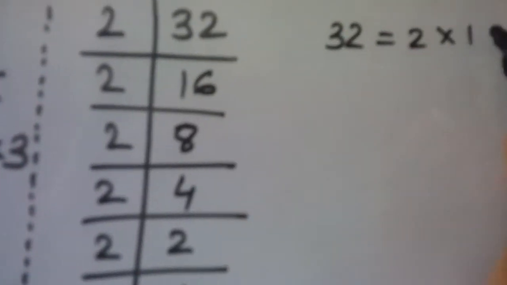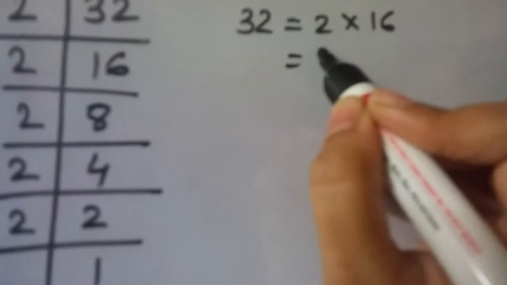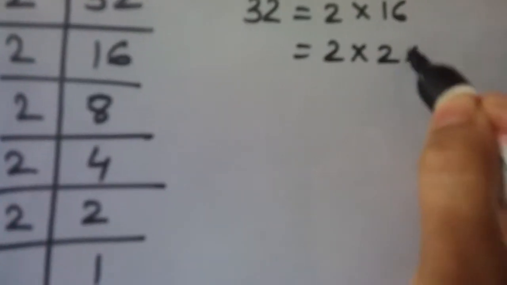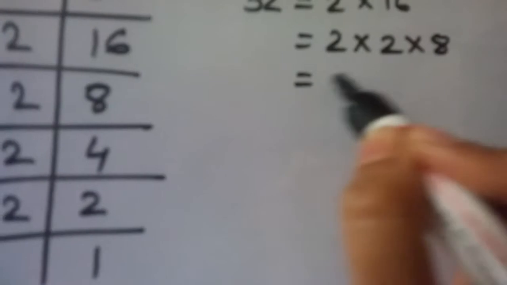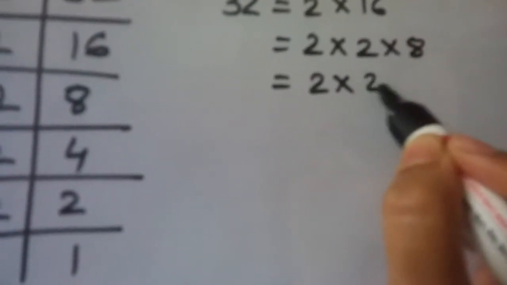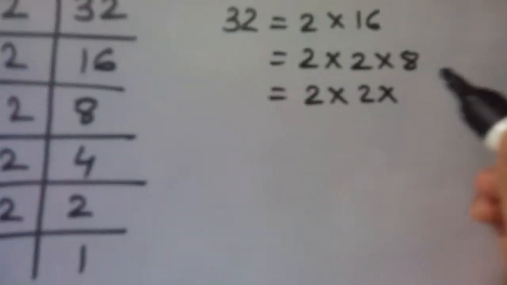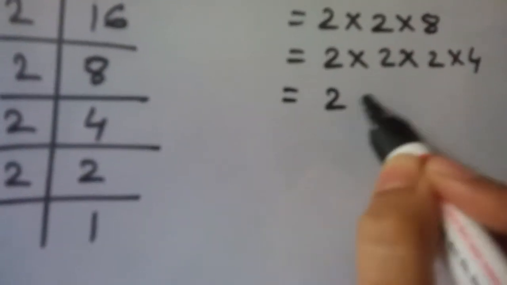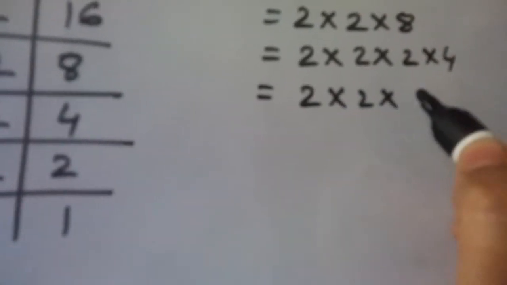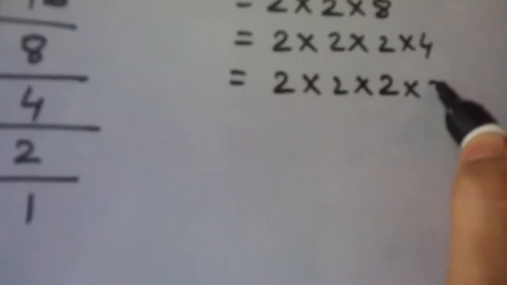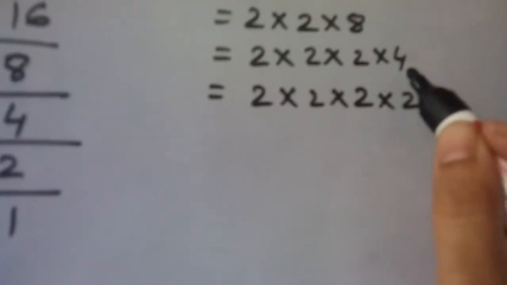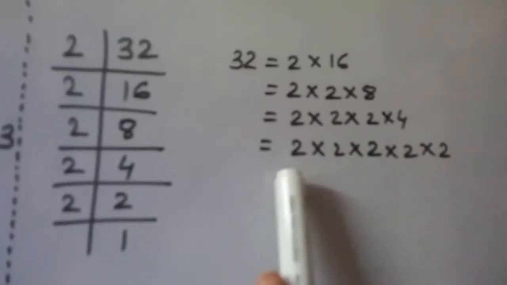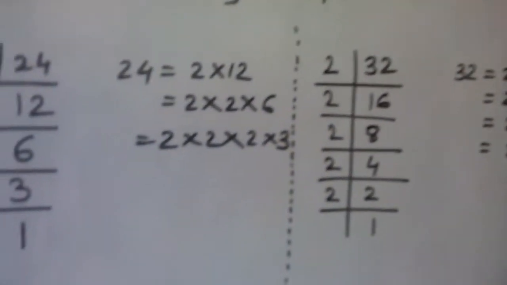2 multiplied by 16. This 2 stays as it is. How to write 16? 2 multiplied by 8. How to write 8? 2 multiplied by 4. And 4, how to write 4? 2 multiplied by 2. Now see, these are the prime factors: 1, 2, 3, 4, 5, five 2s. These are the prime factors of 32.